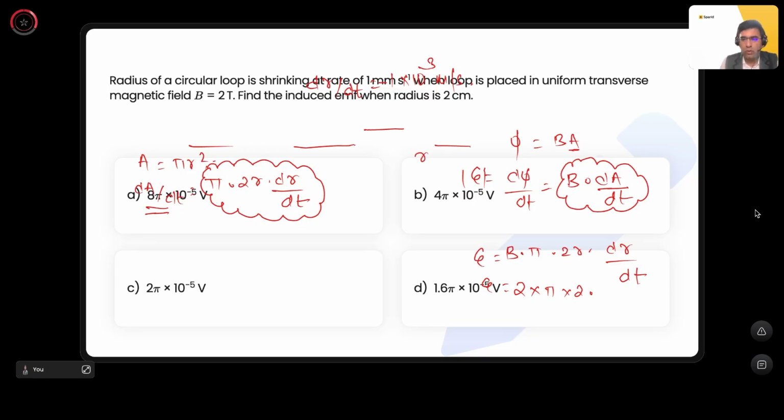So it will be 2 into 2 upon 100 into dr by dt, which is 1 into 10 to the power minus 3. So this thing will become 8 into 10 to the power minus 5 volt, 8 pi. So this will be my answer. All right, again it's a standard, direct question, but you have to remember this approach.